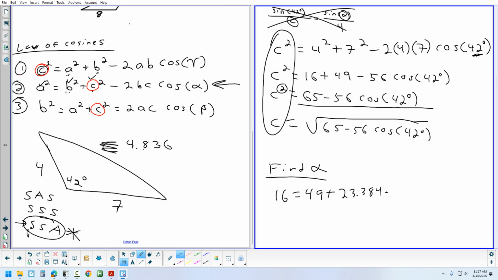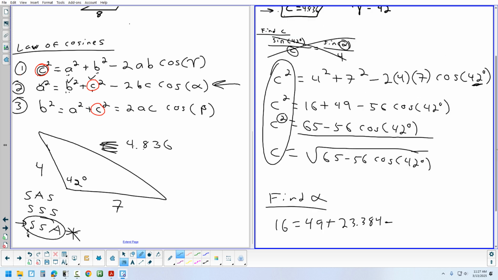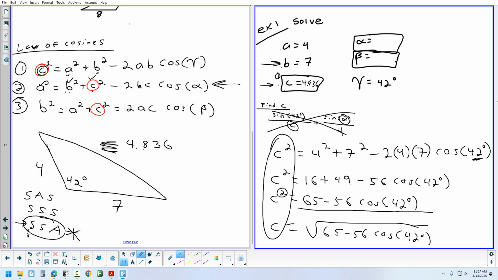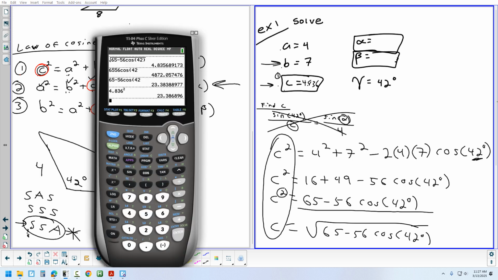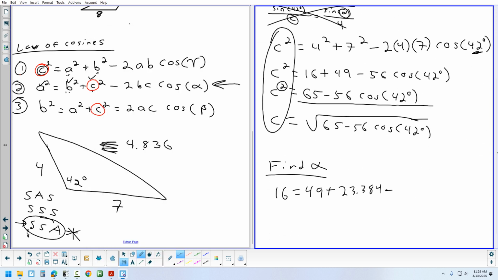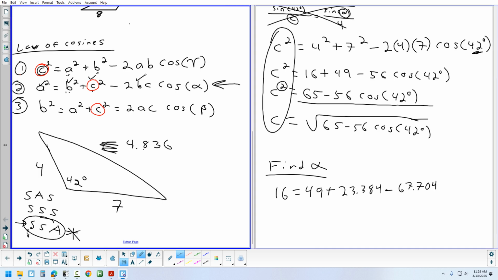And what's going to come after it? Minus 2 times bc. Okay, so now we need 2 times b times c. Well, what's 2 times b? 14. 14 times c, 4.836. That's 67.704. And the last part, cosine alpha.